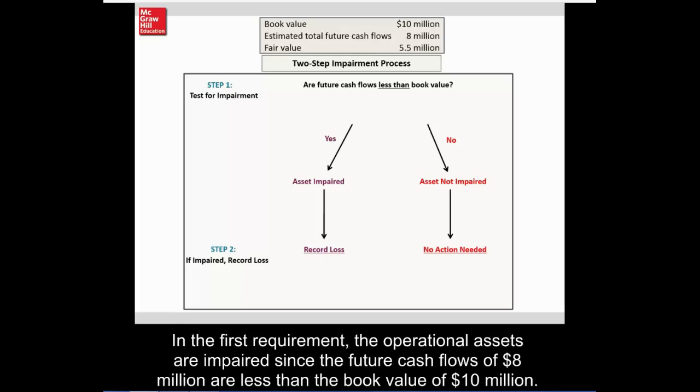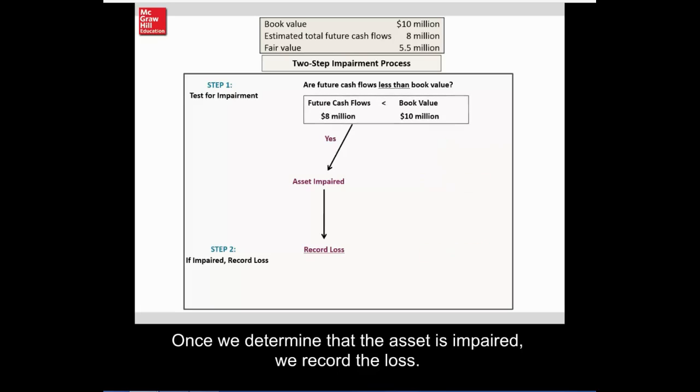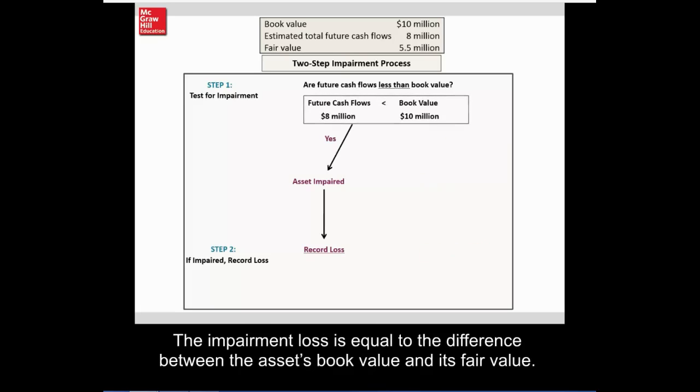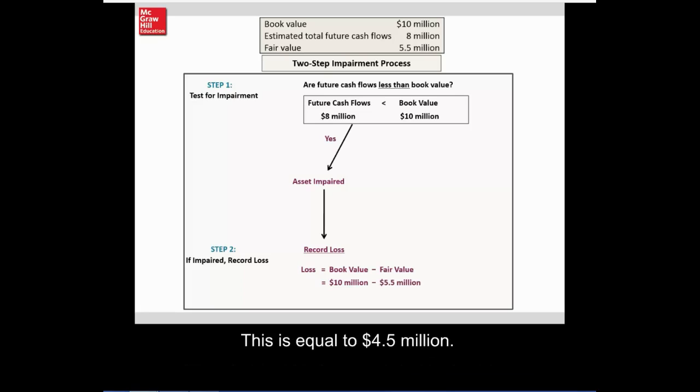In the first requirement, the operational assets are impaired since the future cash flows of $8 million are less than the book value of $10 million. Once we determine that the asset is impaired, we record the loss. The impairment loss is equal to the difference between the asset's book value and its fair value. The amount of loss is the difference between the book value of $10 million and the fair value of $5.5 million. This is equal to $4.5 million.